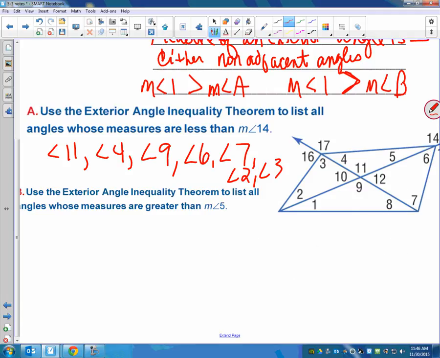Let's think about part B now. Now it's going the other way. So now it says, use the angle theorem to tell all angles that are bigger than angle 5. So now we want everything bigger than angle 5. So mostly we want to look at exterior angles from that. Do you agree with that?